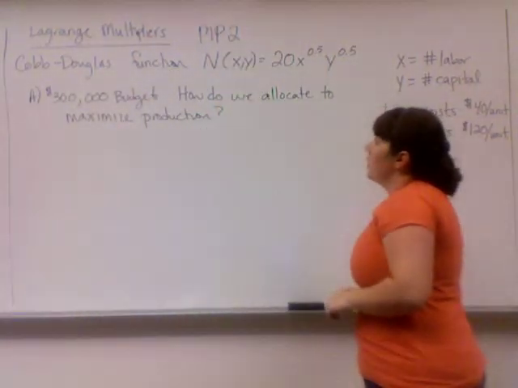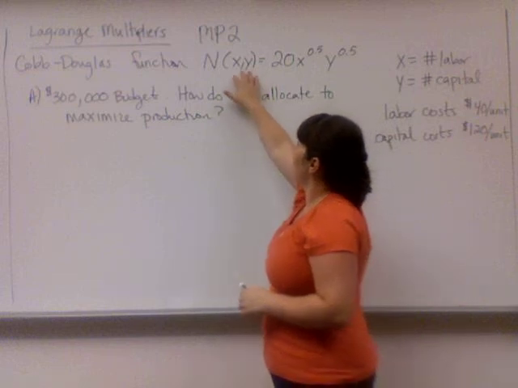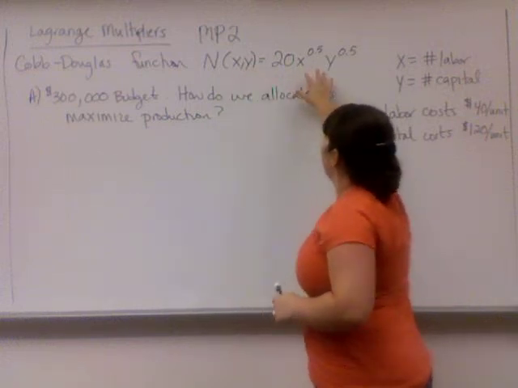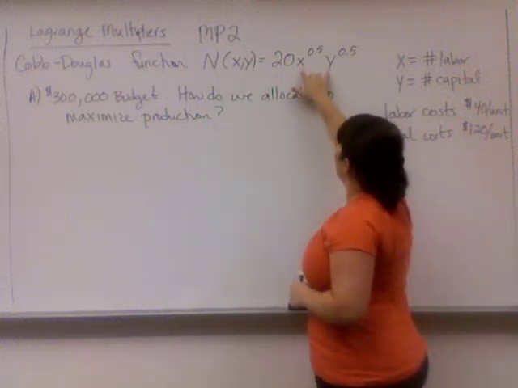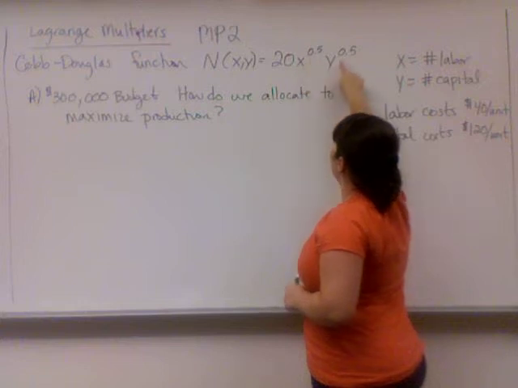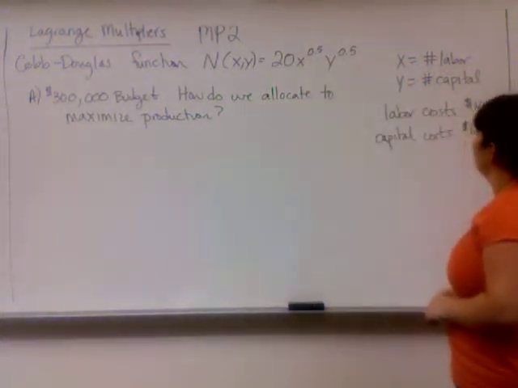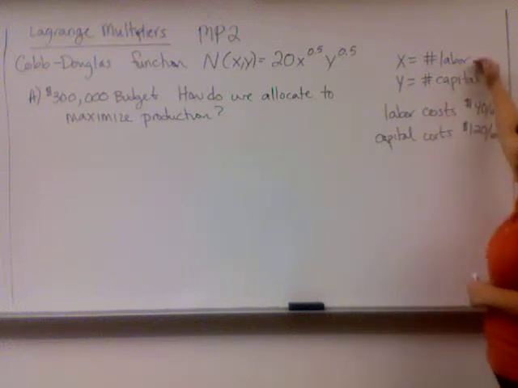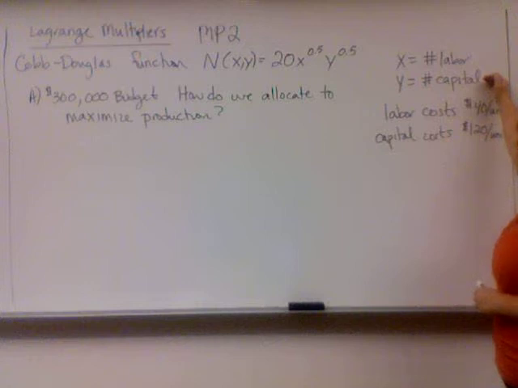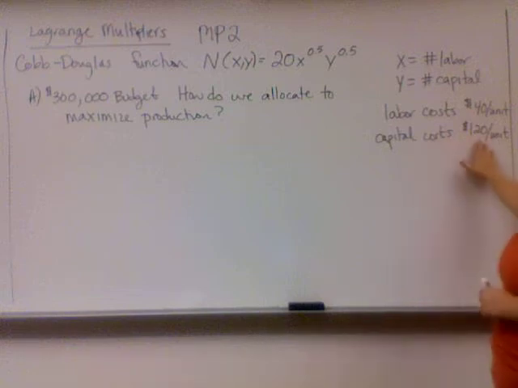So we have a Cobb-Douglas production function, and it's given by capital N here. And recognize again, Cobb-Douglas functions require that the powers on x and y both add to 1, so we do in fact have a Cobb-Douglas production function. Remember, x represents the number of units of labor, y represents the number of units of capital. We're told that labor costs $40 per unit and that capital costs $120 per unit.